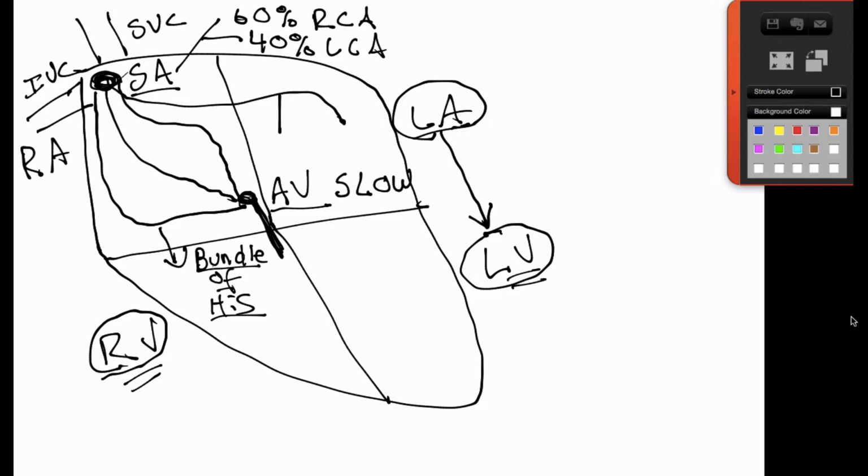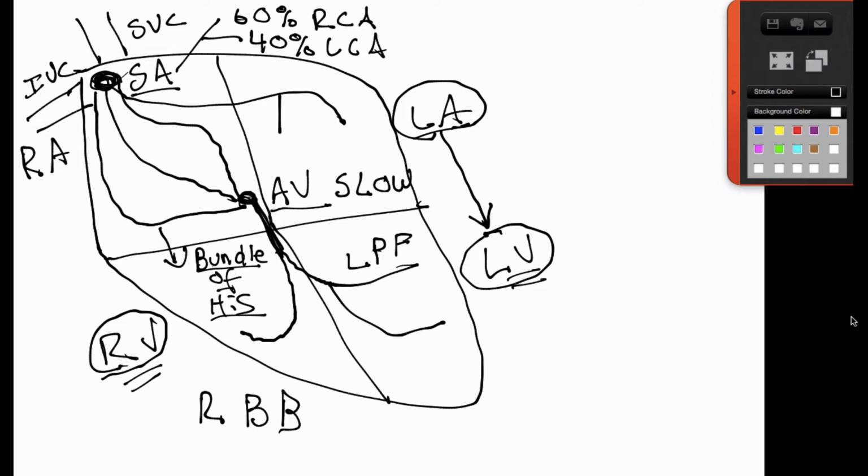And the bundle of His then splits. It's in the interventricular septum, and it needs to supply the right ventricle and the left ventricle. So to the right ventricle, it sends what's called the right bundle branch. And then to the left ventricle, it sends the left bundle branch. And now you say, but there seems to be more branches in the left ventricle. And that's right, because the left bundle branch splits into the left posterior fascicle and the left anterior fascicle.